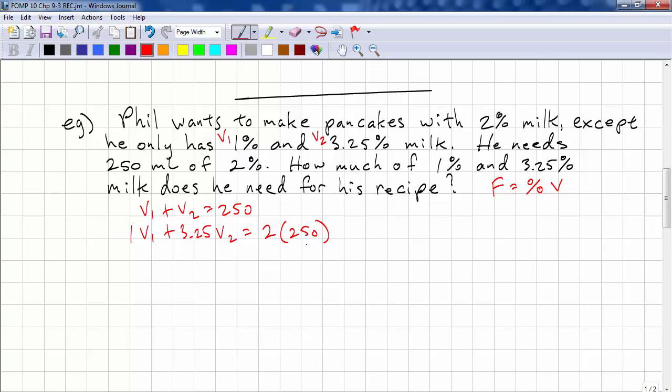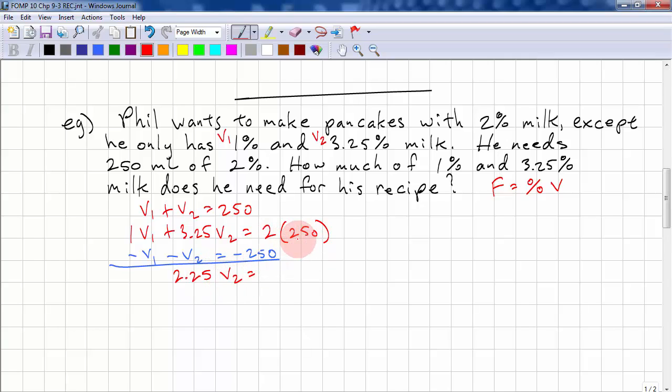Okay, what looks easiest here? It doesn't matter. We'll just multiply this one by -1. So we have minus V1 minus V2 equals -250. Now it's very easy to subtract. We don't have any negative numbers. If we made this one negative, then we'd be dealing with negative numbers. So this cancels out. We have 2.25 V2.